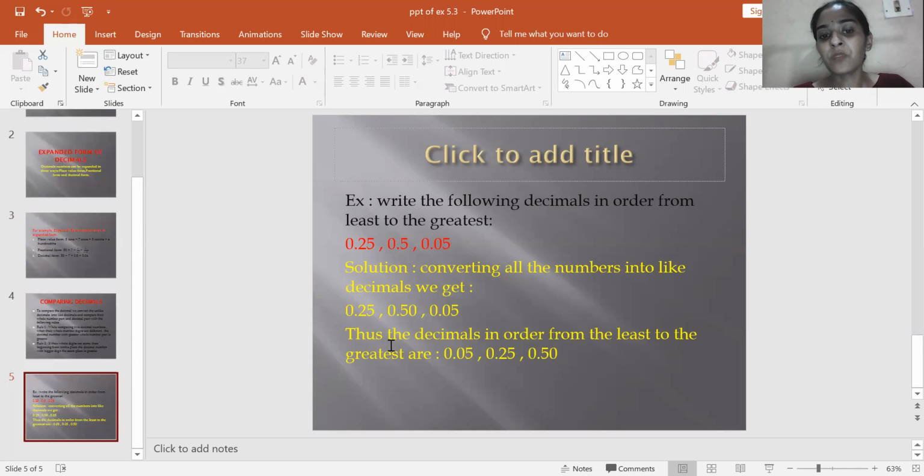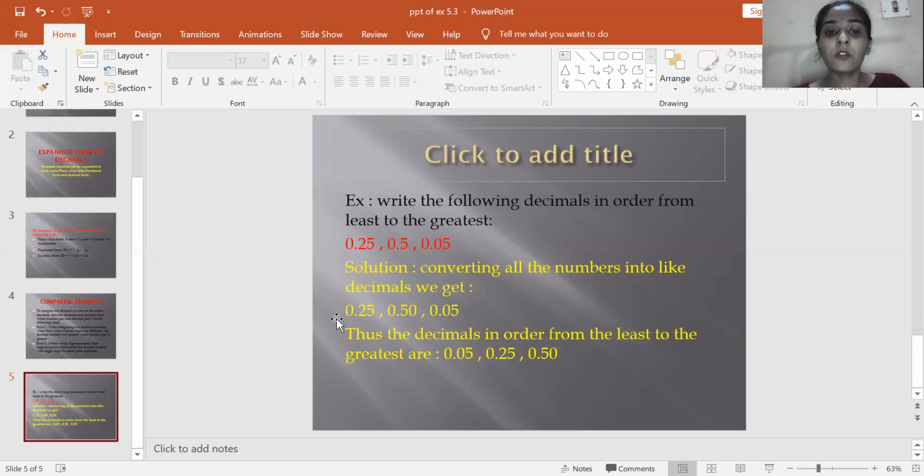Now let's arrange the decimals in order from the least to the greatest number, meaning smaller number to greatest number. So which one is the smallest number of all? Firstly, we check our whole number. Now you can check all whole numbers are the same, 0. Now we look at our 10th place. Here is 2, 5 and 0. So the smallest 10th place is in 0.05. It means the 0.05 decimal number is smallest among all. So I write 0.05 first.